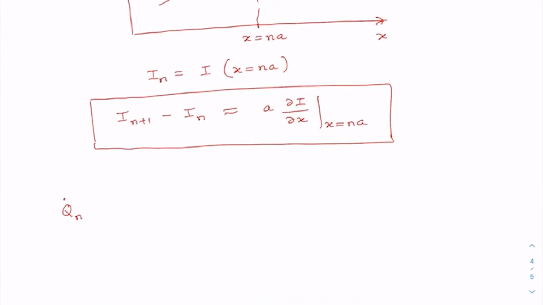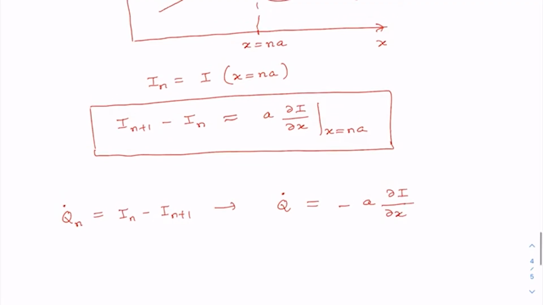Let us say I have this charge conservation equation, Qn dot equals In minus In plus 1. In the continuum limit, this would be Q dot equals minus a ∂I/∂x. I have actually used this expression while writing it. So this is what I have in the continuum domain.